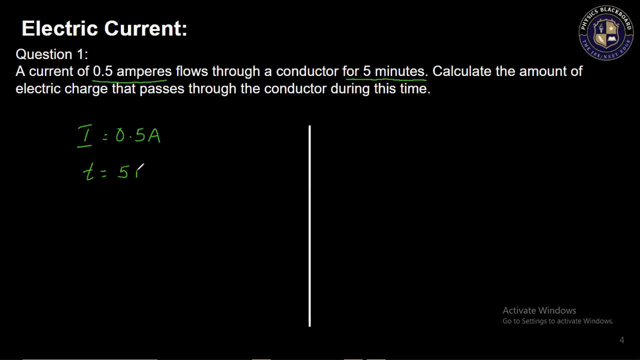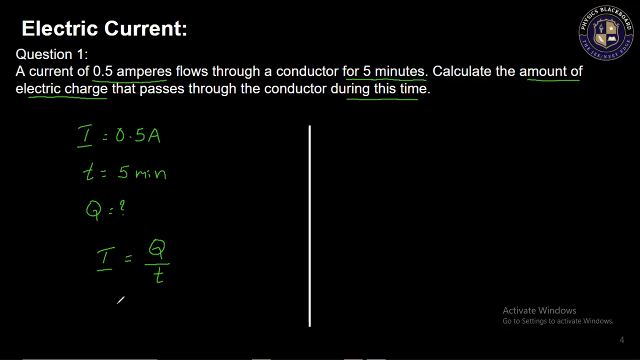So the time interval is 5 minutes. What you need to calculate? Calculate the amount of electric charge that passes through the conductor during this time. That is, if 0.5 amperes of current is passing through the conductor for 5 minutes, what will be the amount of electric charge through that conductor, right? That is, you need to find the charge, electric charge. So what is the mathematical expression for finding the electric current? I is equal to Q by T. That is charge by time.